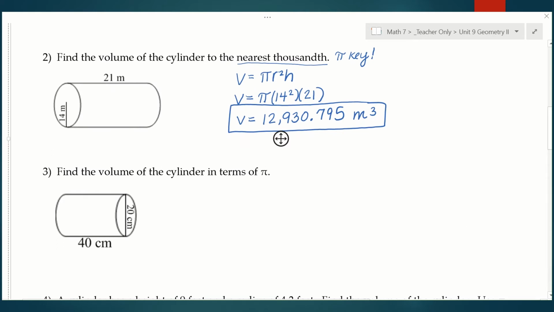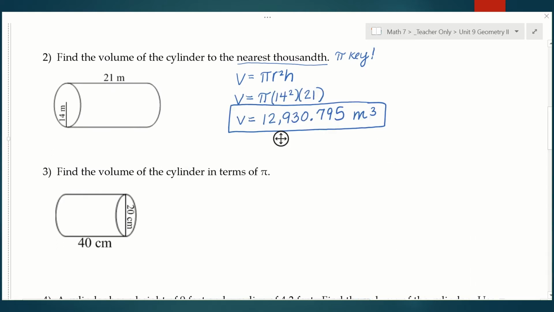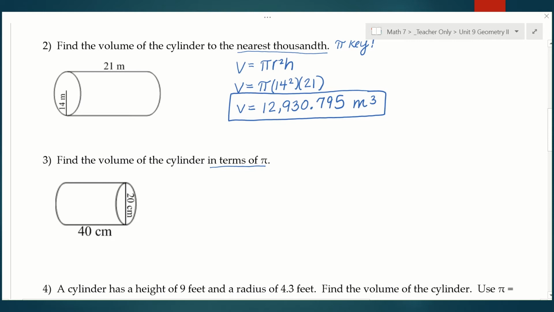Number 3, find the volume of the cylinder in terms of pi. In terms of pi, remember that's the one where we don't type pi in our calculator at all, we just leave it alone and we put it at the end of our answer. So start with your formula, pi r squared h. So I leave pi alone.